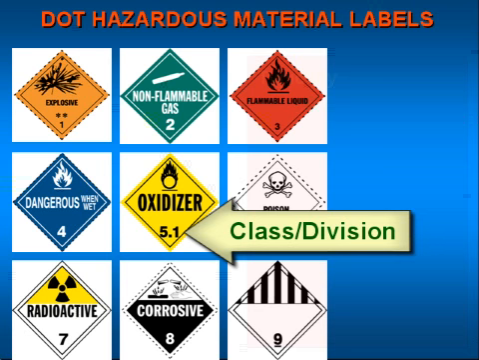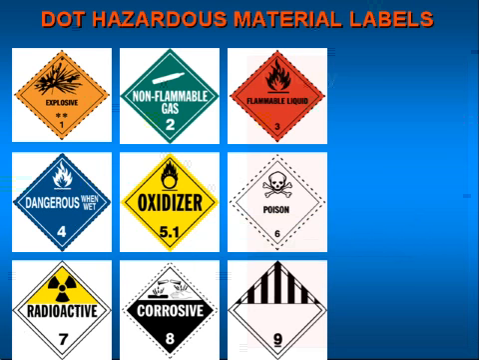Some classes can have as many as 4 and 5 divisions within it. Good example, Class 1, explosives. A Class 1.1 explosive would be something like C4 or dynamite, where a Class 1.4 would be something like a sparkler. Although they are both explosives, the degree or hazard or risk that they pose are different. This is identifiable by the division when coupled with a class.